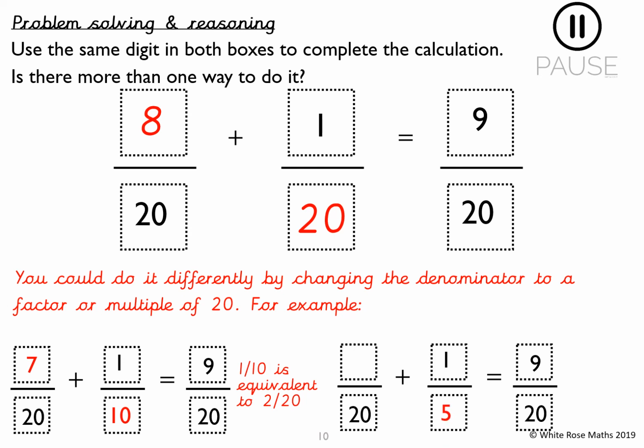So then, if we do 5 there, have a guess, what do you think the answer is going to be to the 20ths? Pause it again if you need to. So 1/5 is equivalent to 4 20ths because we times 5 by 4 to get 20, so we need to times the 1 by 4. So basically it's saying how many 20ths do we add to 4 20ths to make 9 20ths? So your answer there is 5.